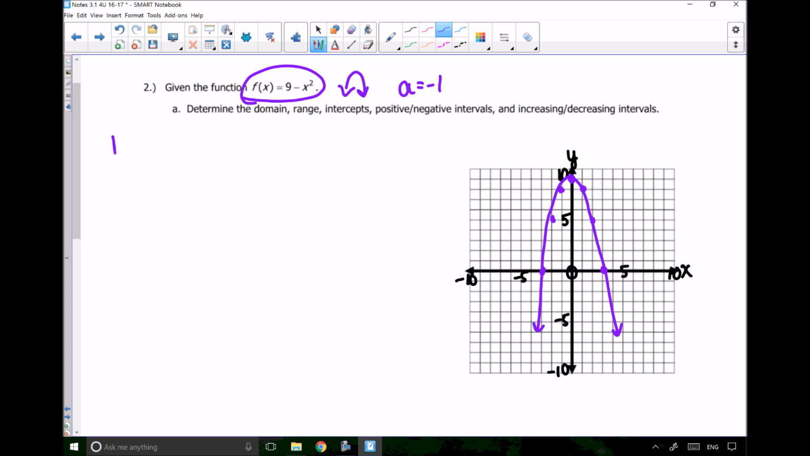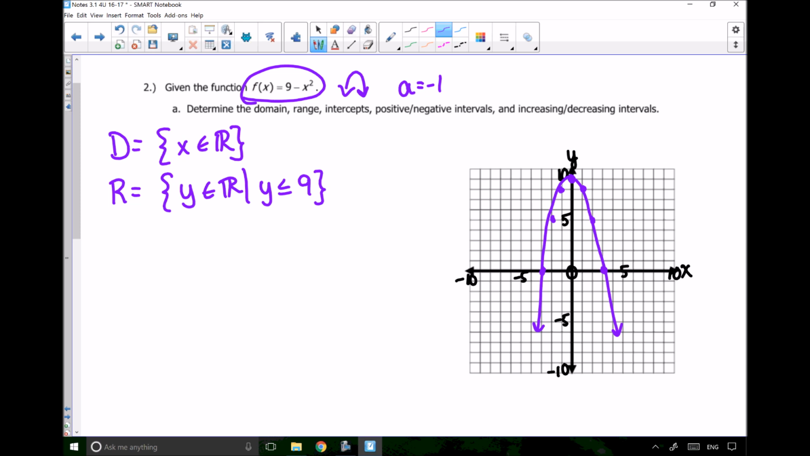So now I need to find the domain. Well, I know the domain is going to be all real numbers because my parabola can extend all the way across my number line from -infinity to +infinity. I know the range is going to be any value of y as long as it's less than or equal to my highest point, which occurs at 9. All right, so now when I look at my x-intercepts, I know that my x-intercepts will be at -3 and +3. So I've got (-3, 0) and (3, 0).